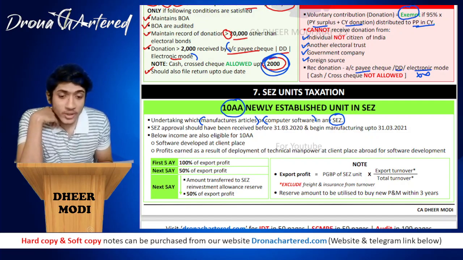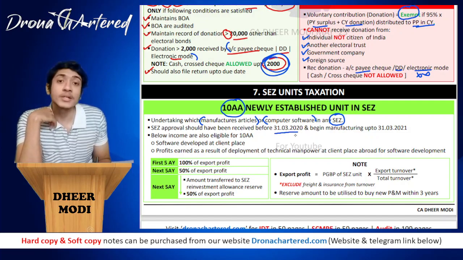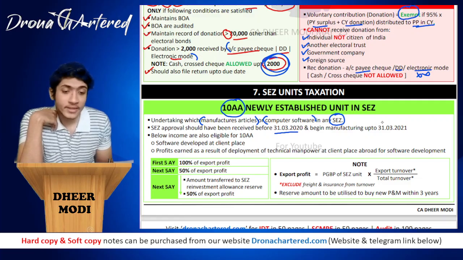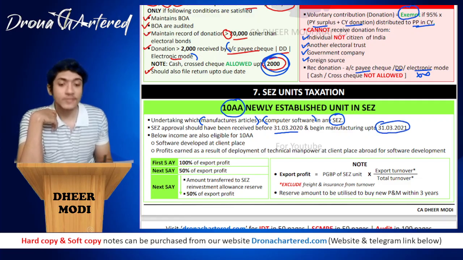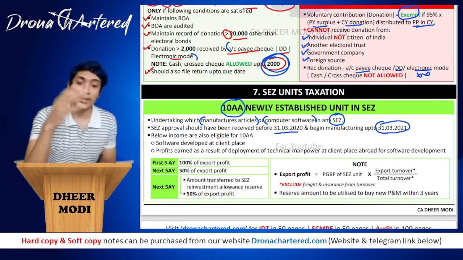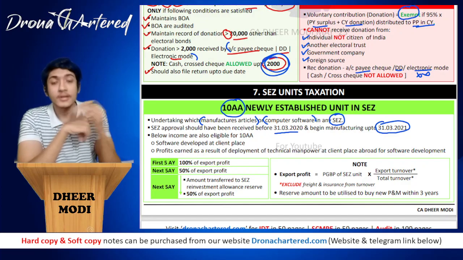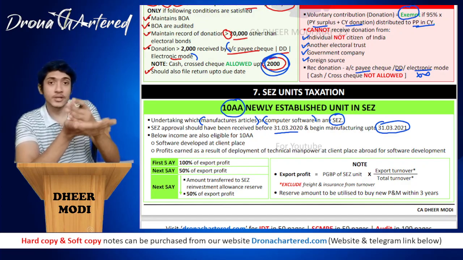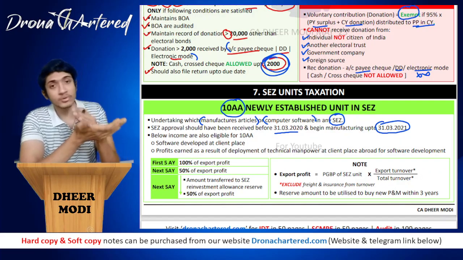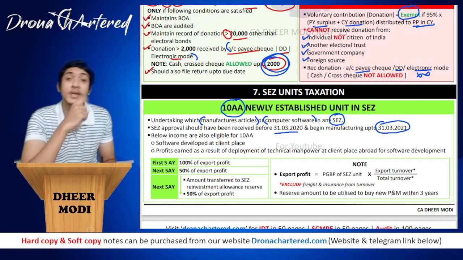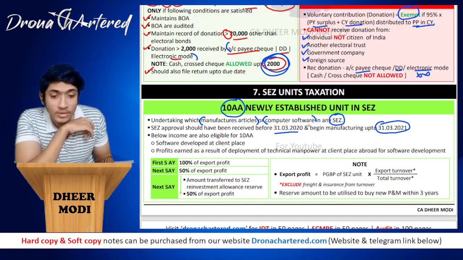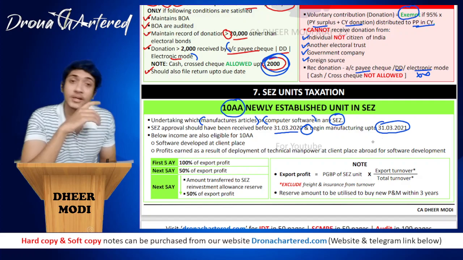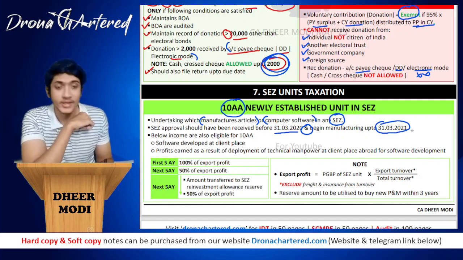SEZ approval should have been received before 31st March 2020 and they should begin manufacturing up to 31st March 2021. That means they should have already received the approval as on 31st March 20. That means it should have been incorporated, the approval should have been received before 31st March 20, and their operations have started by 31st March 2021.